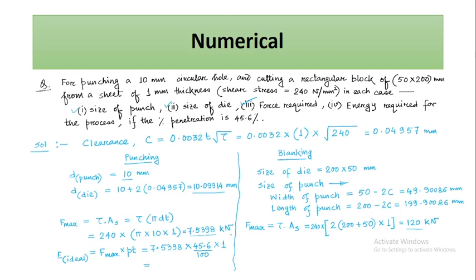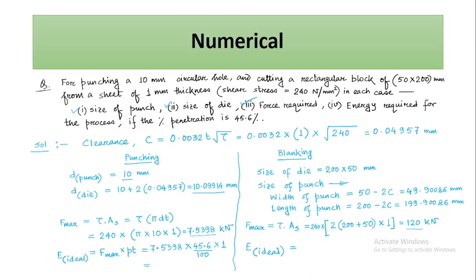Similarly, you can find out the energy required for the blanking operation also. Both the processes are the same. Here also you just find out F max, which you have already found, and multiply it with P into T. You will get the ideal energy required for the blanking operation. So if this type of problem comes in the exam, you have to solve the problem in this way.